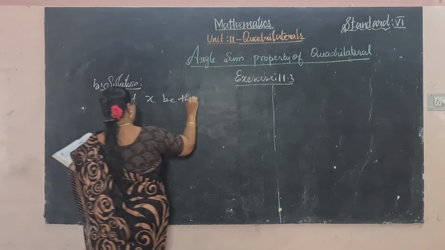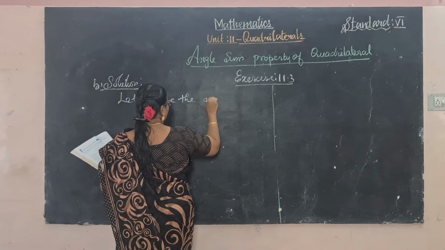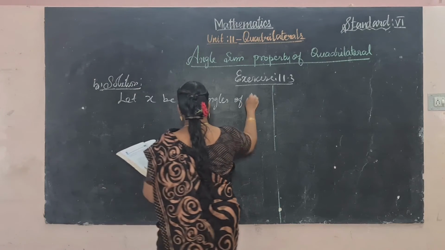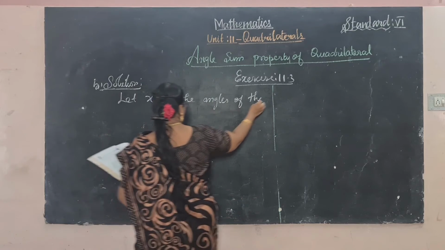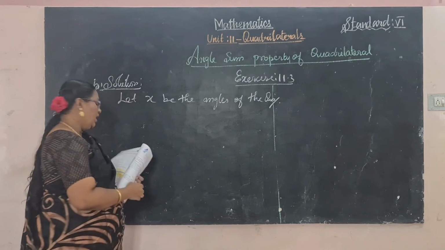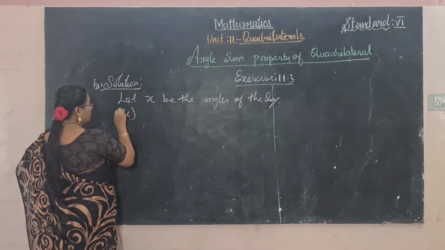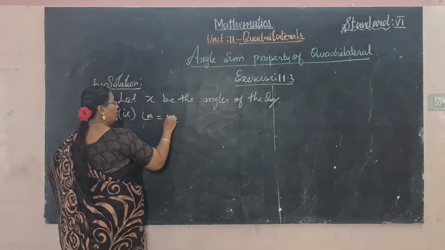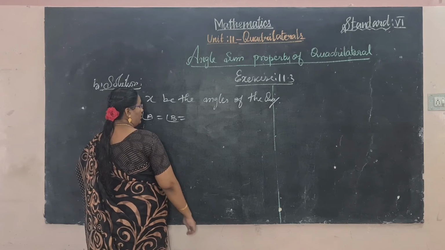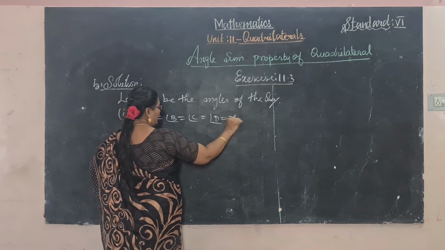Let x be the angles of the quadrilateral. All the angles are equal, that is, angle A is equal to angle B is equal to angle C is equal to angle D equal to x.